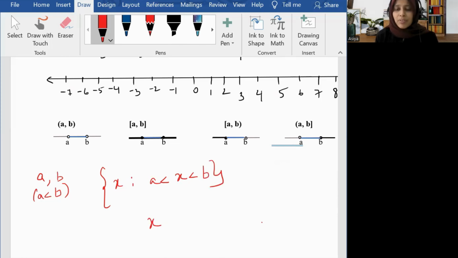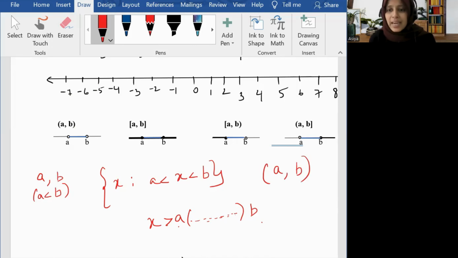So now if I'm saying X is a number greater than A, that means A will not be included, but all the numbers after A would be included. And now when I say less than B, B will not be included, but all the numbers preceding B would be included. Now, this can be represented in the form of an open interval. Now, let us see what this open interval is and why we are representing it in the form of an open interval. Instead of writing this whole big sentence, I can simply write it as (A, B).